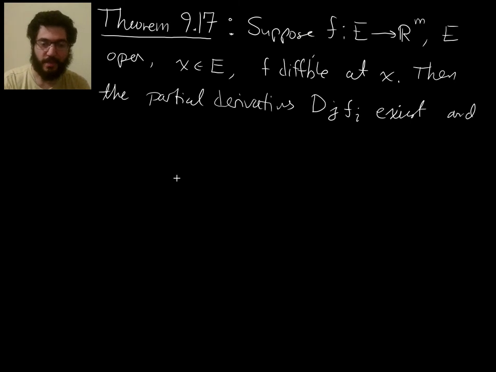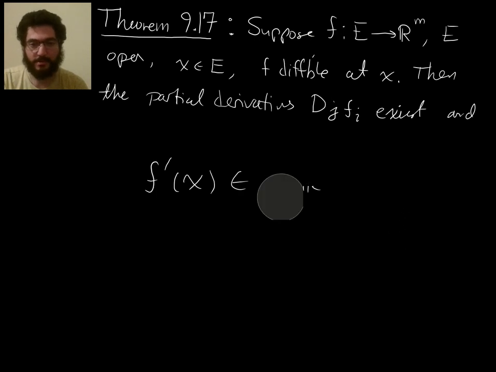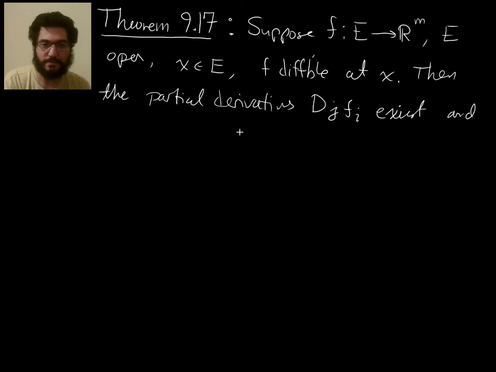So last time I mentioned that if f is differentiable, if you have f prime x, then the derivative is a linear map, like this, and so that means in the standard basis it has a matrix representation. And I mentioned that the partial derivatives are going to come up when you try to write down the components in that matrix representation. So this theorem, theorem 9.17, is going to tell us how that actually happens.